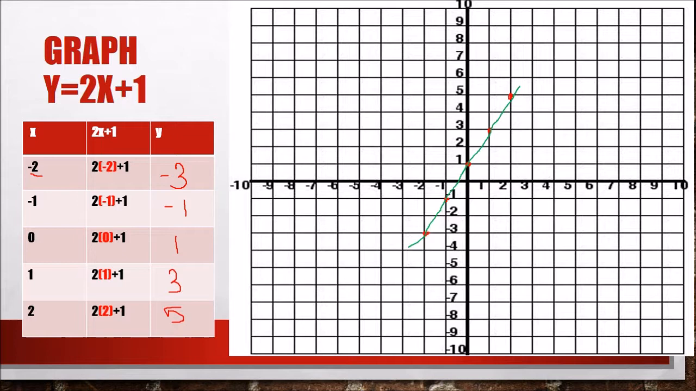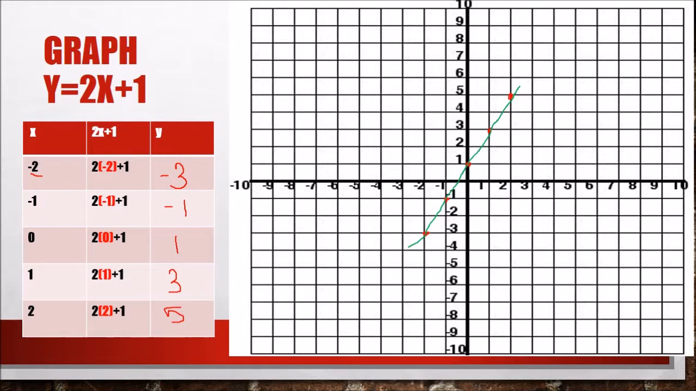When I plugged in negative 2, my y was negative 3. I plugged in negative 1, my y was negative 1. When I plugged x as 0, my y was 1. When I plugged x as 1, my y was 3. And when I plugged x in as 2, my y was 5.